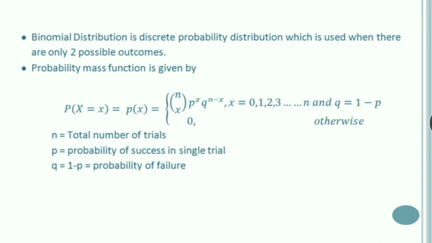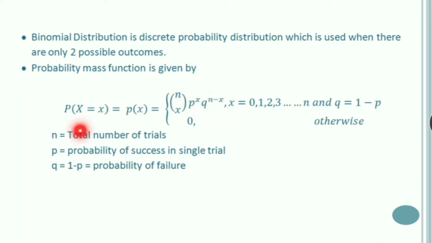The probability mass function of binomial distribution is given by this formula. We have already discussed what a probability mass function is in my previous video, right? So the probability mass function in the case of binomial distribution is given by this formula. It represents the probability at any point x. It is given by nCx, p raised to power x, q raised to power n minus x.